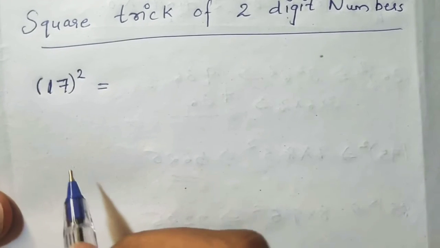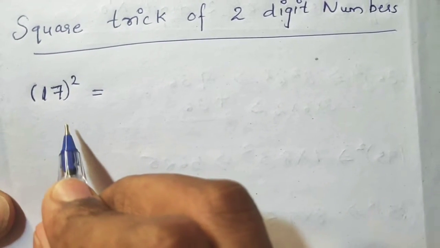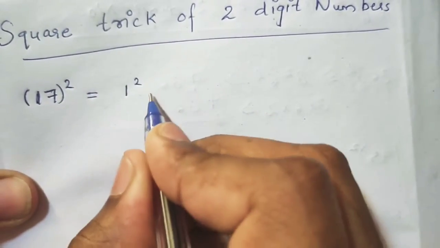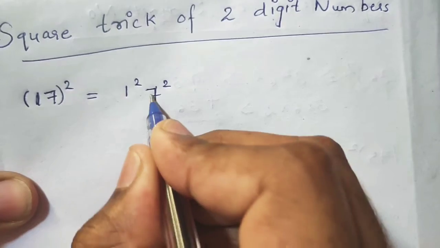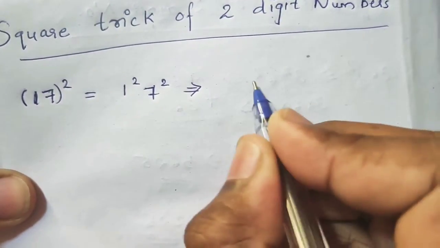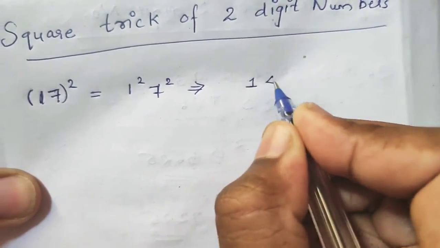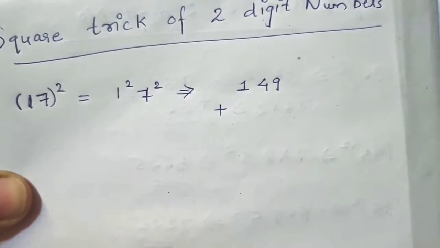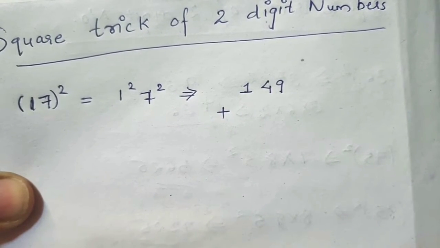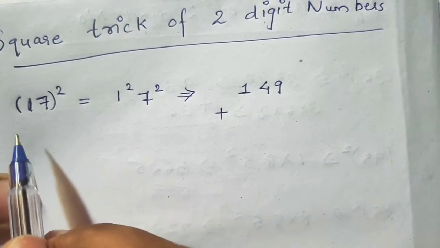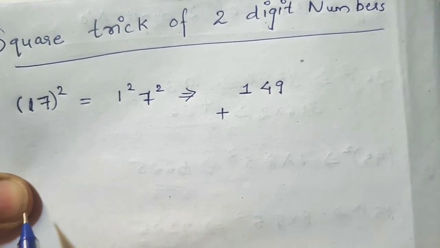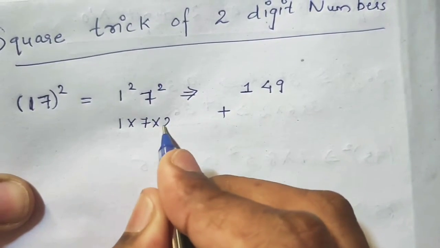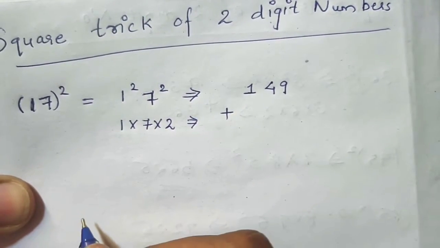For that, first we have to take the square of all individual numbers. That is 1 square, then 7 square. Okay, so what is the square of these numbers? 1 and 49. Then we have to do an addition. So by which number we have to do an addition? For that we have to multiply all these numbers. That is 1 into 7 into 2. So its multiplication is 14.